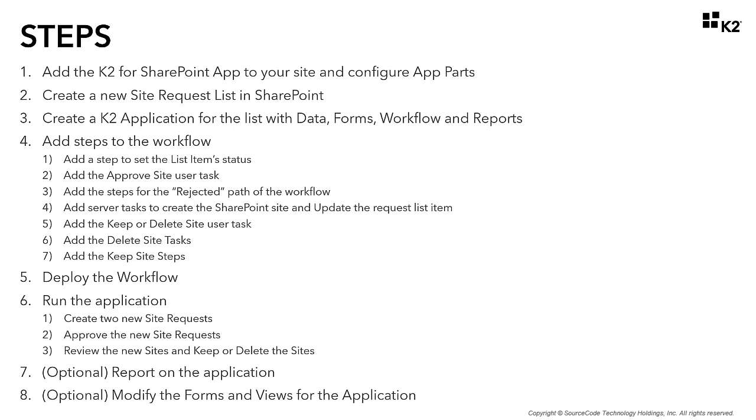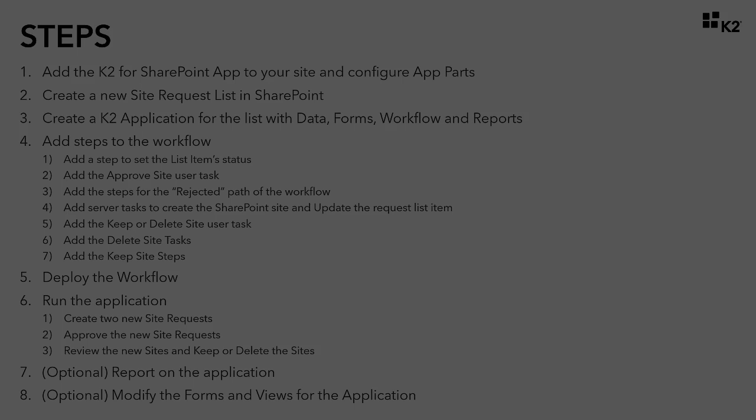Step 8 is also an optional step that will show you how to modify forms and views for the application you just built by removing the site status, link to site, and site created on rows from the new SharePoint Site Requests view. You'll also get to see how the checkout and check-in functionality works around that view to prevent others from editing and seeing your changes until you've completed your work.